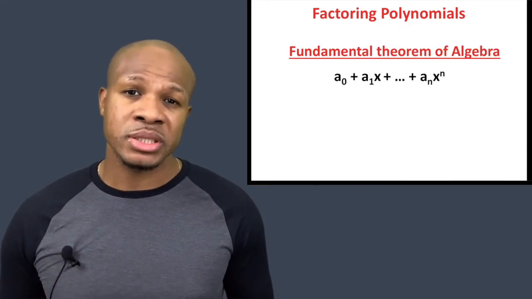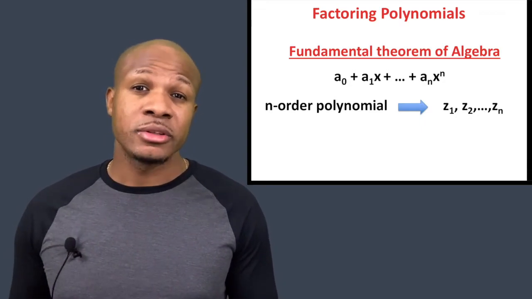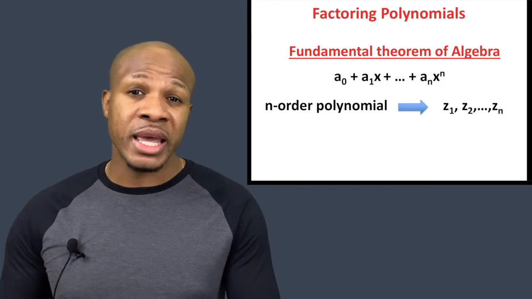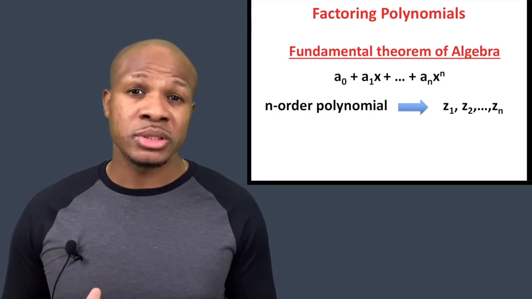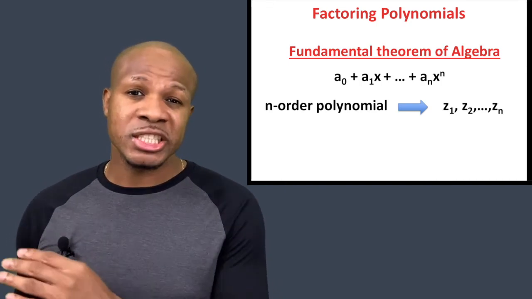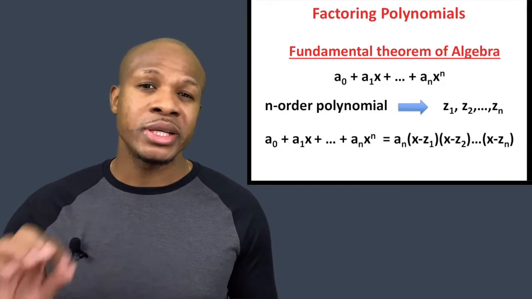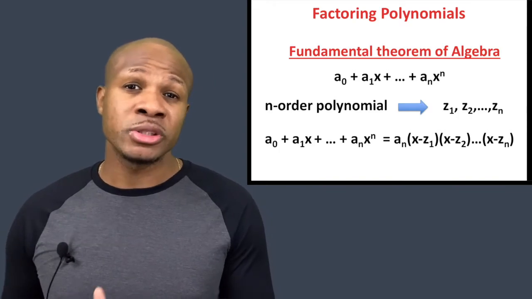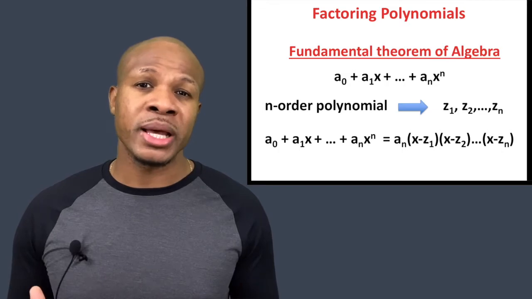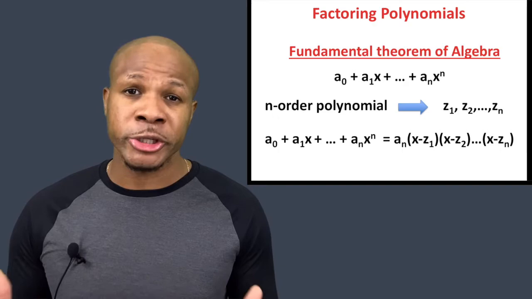And that property says that any polynomial of some order n has exactly n roots, or n zeros. A zero is a certain value that x can take that will cause the polynomial to have a value equal to 0. A polynomial can always be represented as a string of multiplication of first order polynomials, where each of the first order polynomials is equal to the variable x minus one of the roots of the polynomial. And all of that will be multiplied by the coefficient a sub n, which is the coefficient of the highest order term in the polynomial.